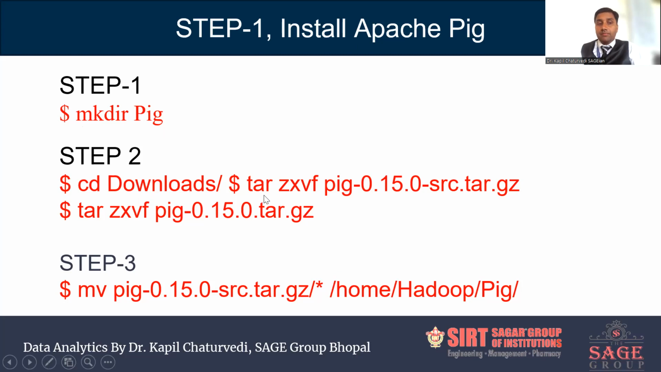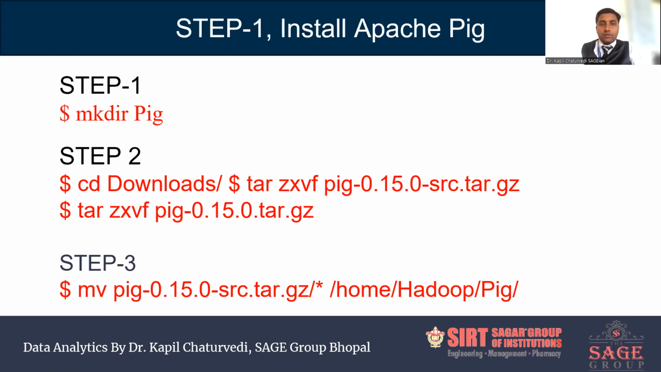But before that, we have to extract that file by the tar command. So we use the cd command for change directory. We go in the downloads and go on that particular path, and we extract these files by using the tar command. And step 3, we move that extracted file in our PIG folder, which is in home, Hadoop, and PIG. So this is the procedure of installing your Apache PIG.